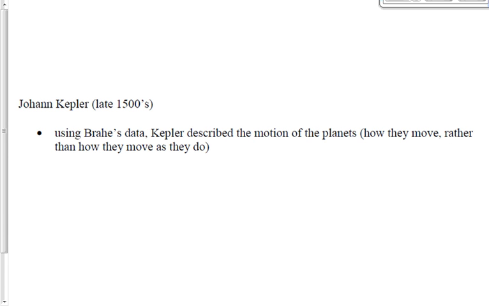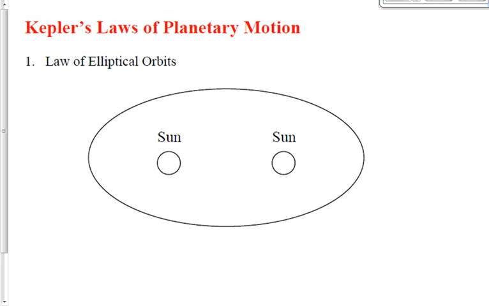So Johann Kepler, after Tycho Brahe dies, takes some of his data, crunches some numbers, says, you know what, we know the Earth revolves around the sun. We know the other planets revolve around the sun. But how do they revolve around the sun? What's their path? What does it look like? What are some of the laws that describe their motion? He came up with 3 laws using Tycho Brahe's data that describe the motion of the planets around the sun.